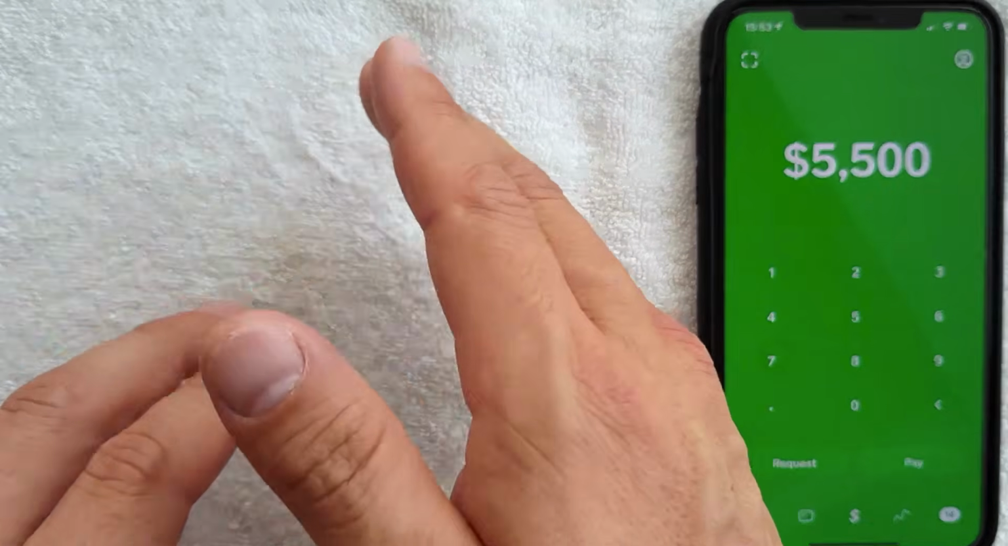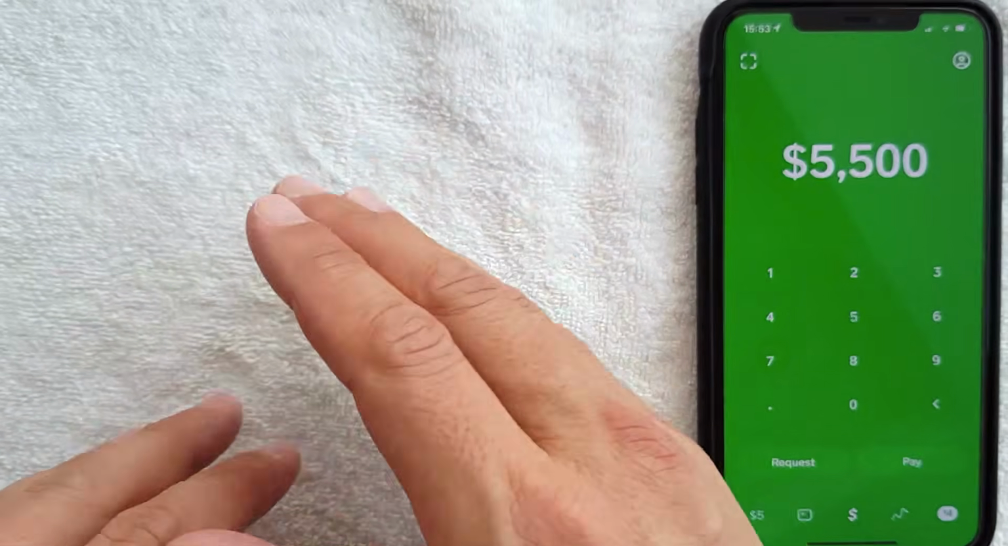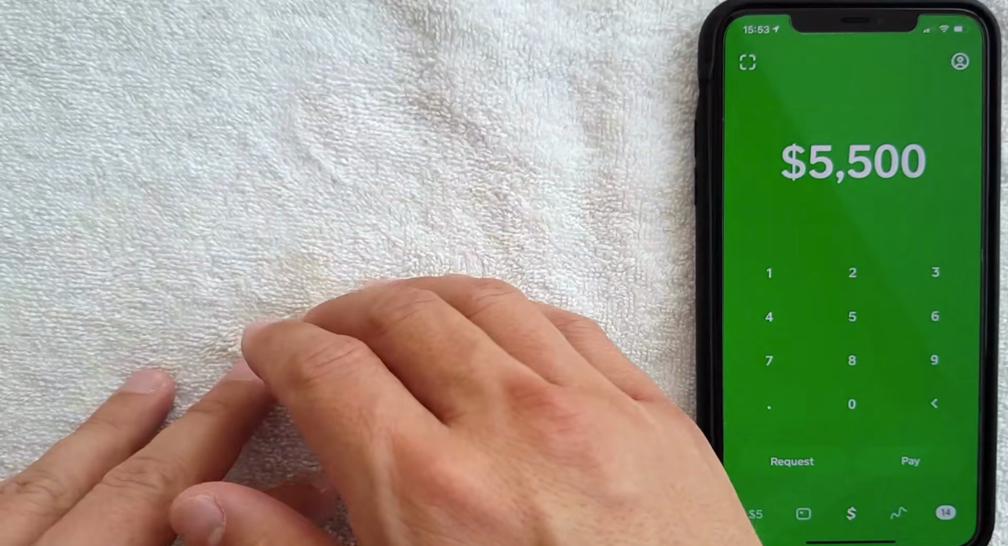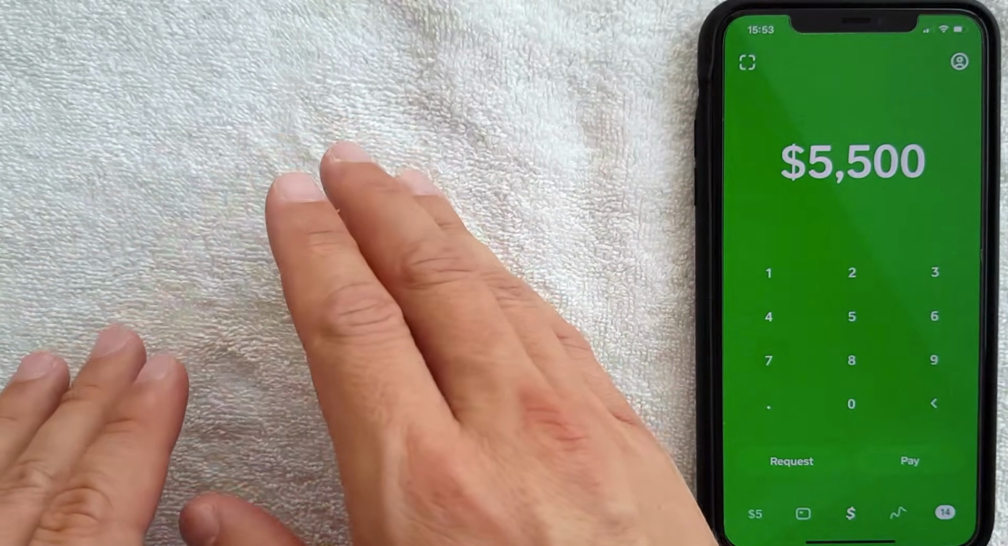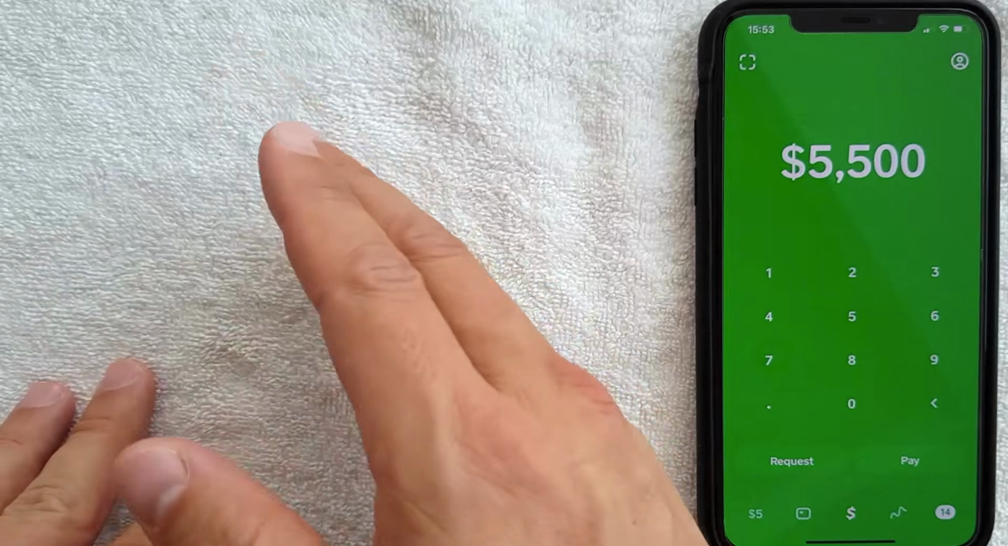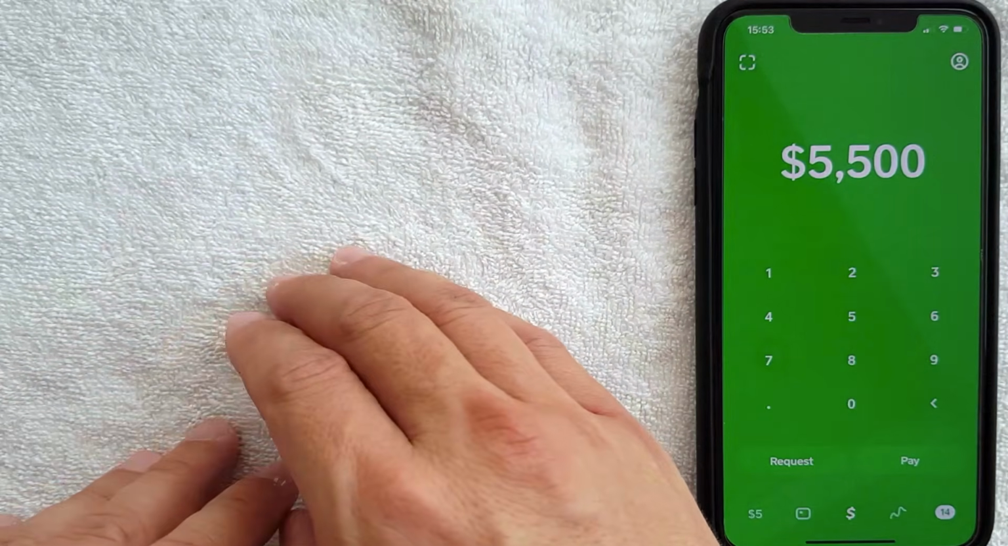So to sum up the question, why do you get the Cash App failed for my protection error? Usually something on their back-end system makes them believe that there is some sort of scam or fraud going on, so their system automatically cancels that transaction. That's why it would say Cash App failed for my protection.